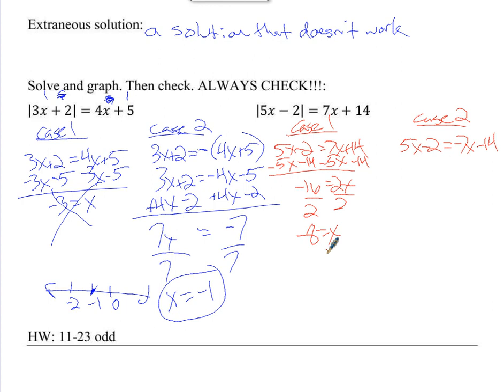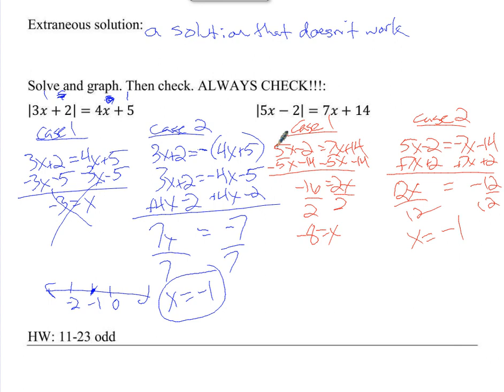All right. Case 2, what should I do? Add 7x to both sides, which means I should also add 2 to both sides, because I'm going to move that number over there. Draw my line. What do I get here? Negative 12. Divide both sides by 12, and we get x equals -1. Now what?